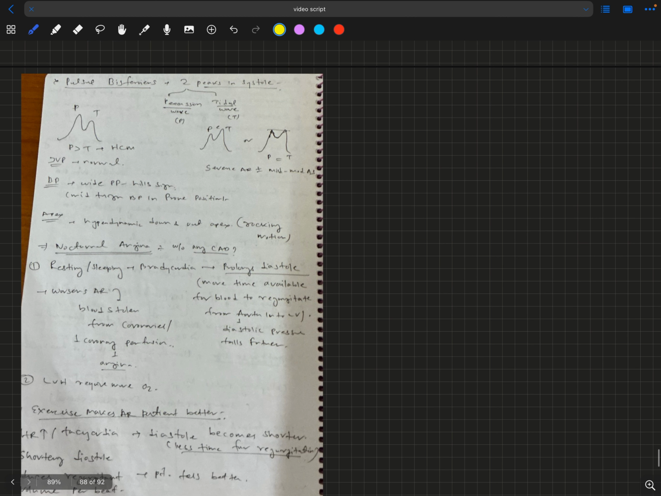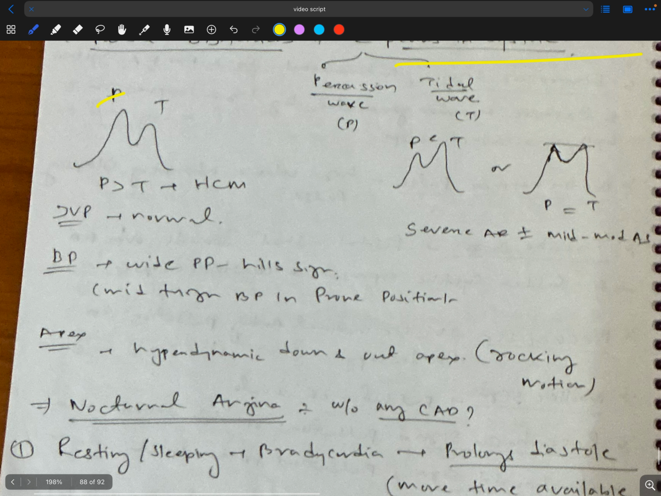Another pulse finding in AR is called pulsus bisferiens. Pulsus bisferiens means two peaks in the systole. P and T: P is called the percussion wave, T is called the tidal wave.